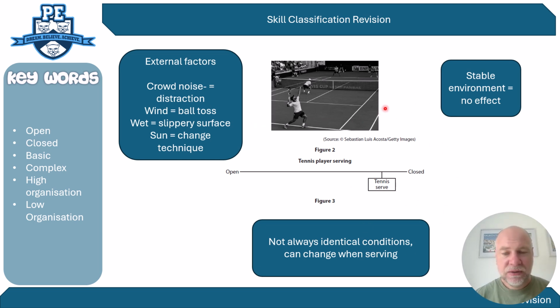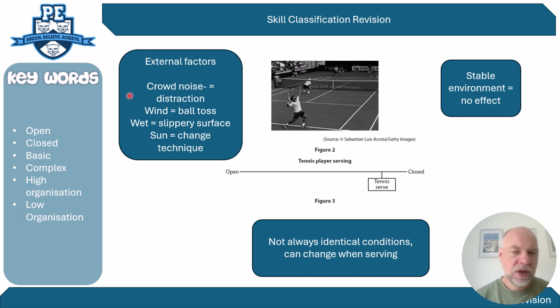So in this case we're talking about a tennis serve performed in a reasonably stable environment where there is limited effect of the environment. But then you go around and say something like it's not always identical and the conditions can change when serving. So you're saying, right, it's coming back over towards the open end. And then you've got to give some examples of why the conditions are changing.